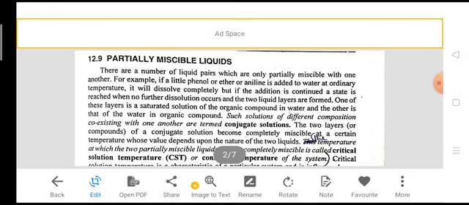Suppose for example, if a little phenol is added to water at ordinary temperature, it will dissolve completely. But if addition is continued, a state is reached when no further dissolution occurs. That is, two layers are formed. One of these layers is a saturated solution of phenol in water, and the other layer is water in phenol. Such solutions of different composition coexisting with one another are termed conjugate solutions.